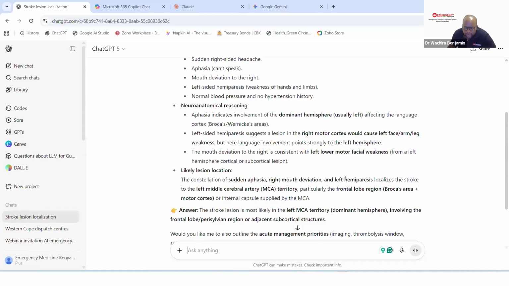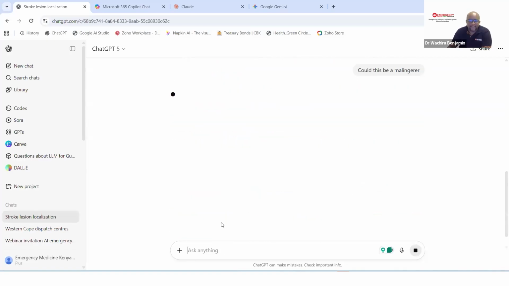A mouth deviation, left hemisphere stroke, particularly in the frontal region. MCH can involve the frontal lobe, that region of the brain. Could this be a link? Let's check that one.